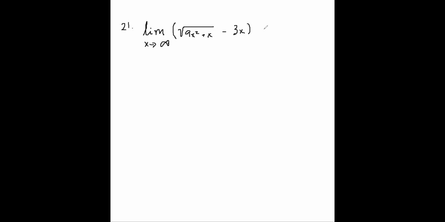Okay, so the method of solving this is we're going to start by multiplying it by the conjugate. This is the number 9. This is the square root of 9x squared plus x, and this is going to be minus 3x or plus 3x. So we're going to multiply it by this, which again is just like multiplying it by 1. And then we're going to get this into a form that we can more readily work with.